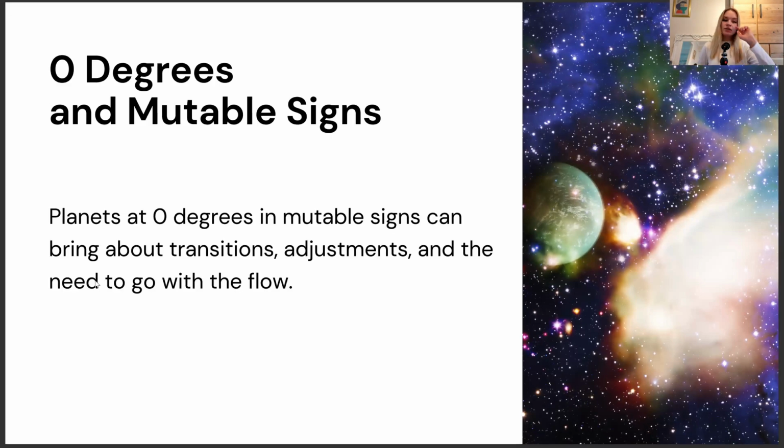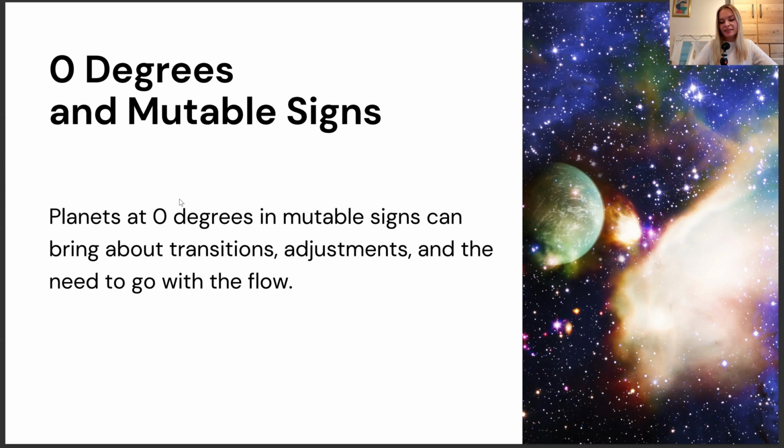Now, finally, 0 degrees in the mutable signs signifies the ability to be more adaptable, flexible, and perhaps deal with change more easily. The mutable signs are Gemini, Virgo, Sagittarius. These are the signs at the end of each season, while the fixed signs are in the middle of each season. So any natal placements at 0 degrees in one of the mutable signs may prompt that eagerness and willingness to welcome and embrace new ideas, opportunities, experiences, and change.